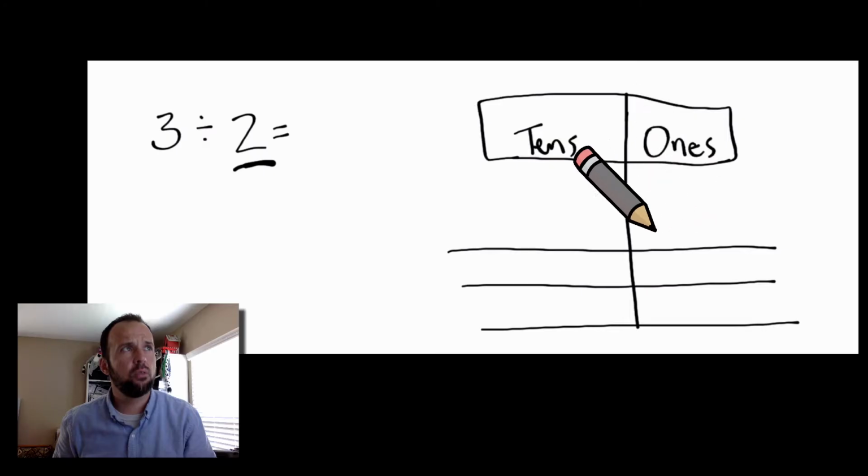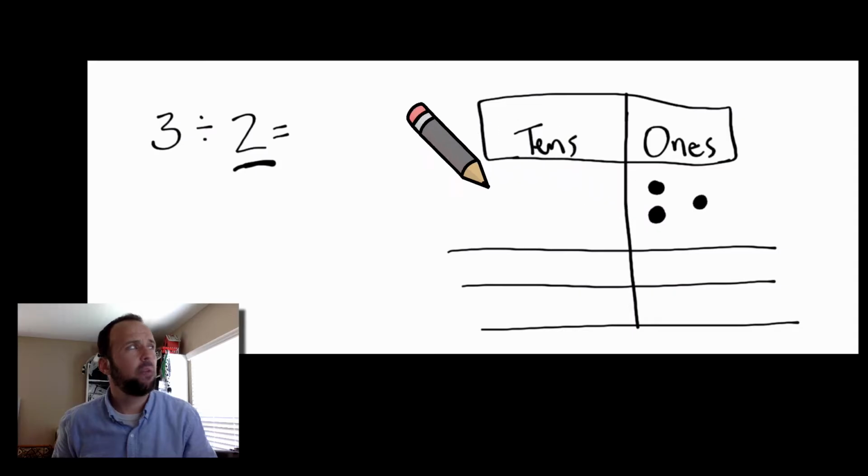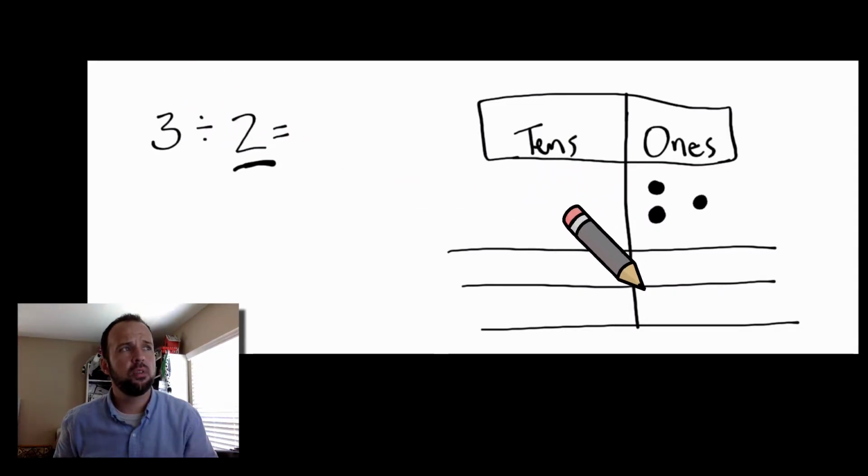So I'm going to start up here by representing those 3 ones. I'm just going to go ahead and put those here. Let's see, 1, 2, 3. There's my 3 ones, okay? And then I'm going to divide them into 2 groups. So these are my 2 groups, so I'm going to divide them into the 2 groups.